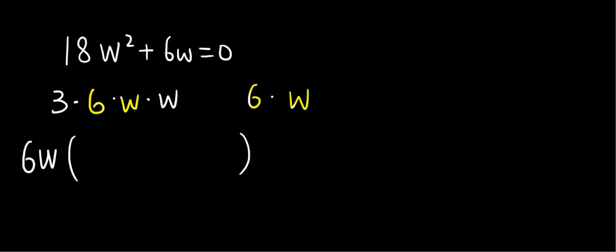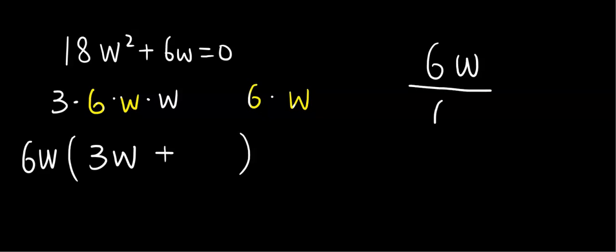Now, for the first one, I give out 6W. What do we have left? I have 3W. I give out 6W. What do we have? Think about a division. Remember, it's not subtraction. It's division. So what is 6W divided by 6W? That is 1. And don't forget, we're working on an equation, so we have equals 0.